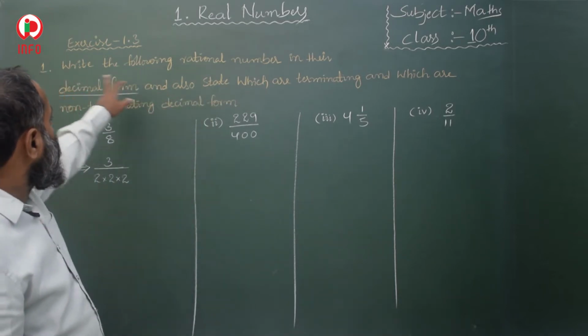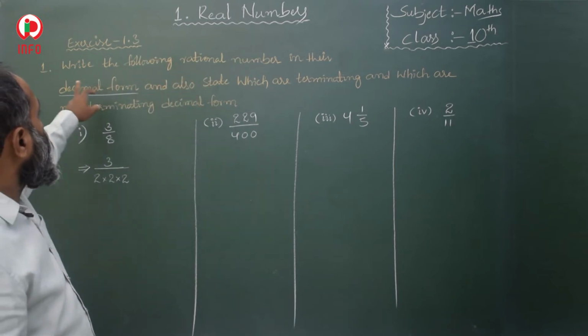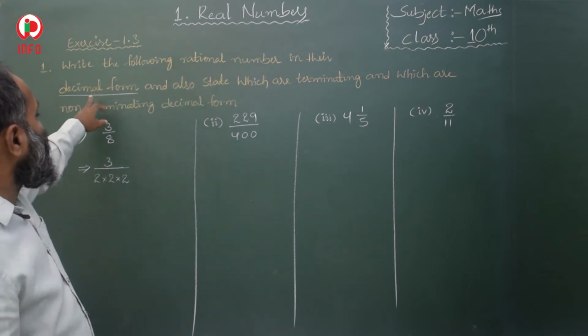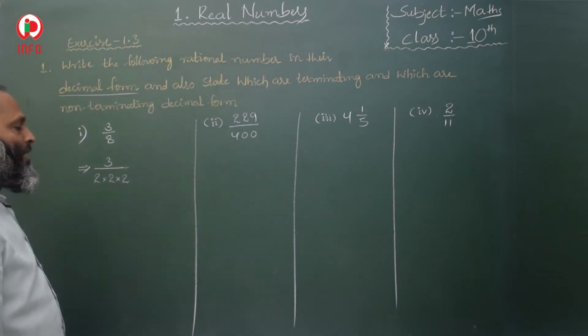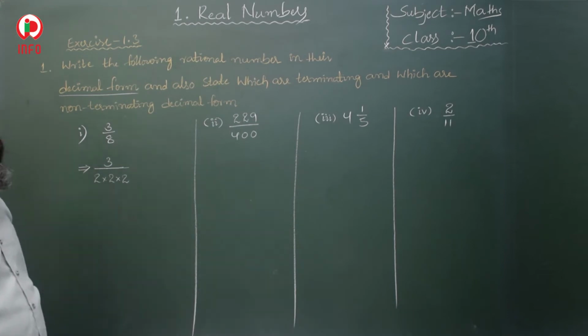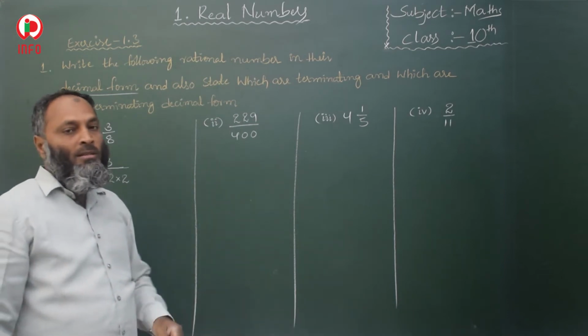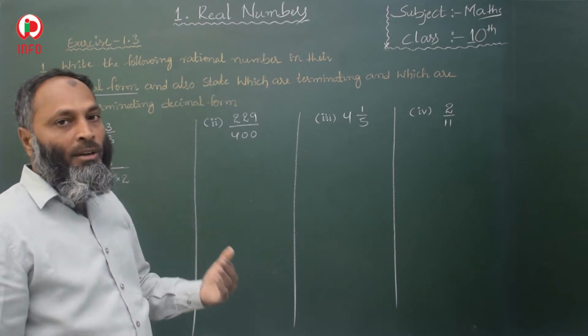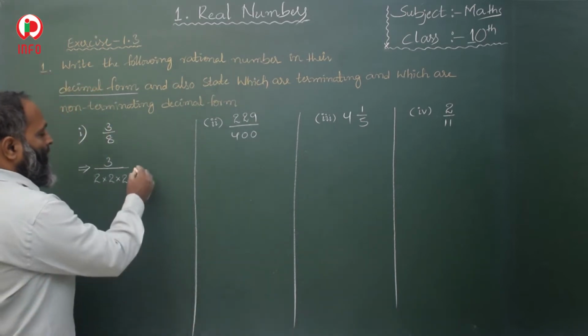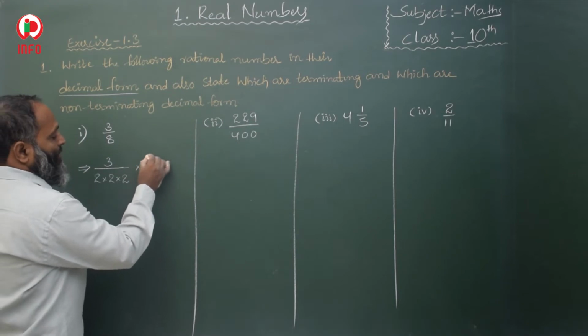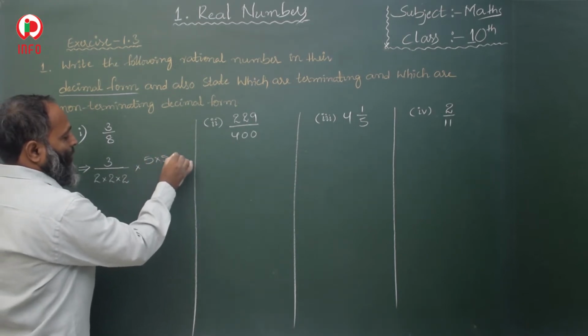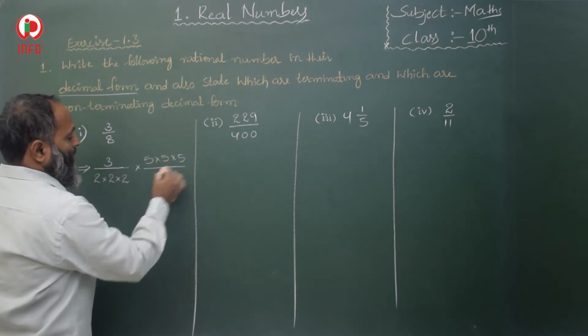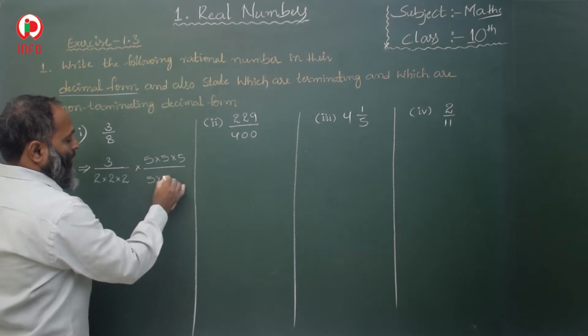After that, we should convert the number into decimal form. Here how many 2s do we have? 3 2s. So that's why we should take 3 5s. With that we should multiply the numerator and denominator. Multiply with 3 5s, 5 into 5 into 5 divided by 5 into 5 into 5.